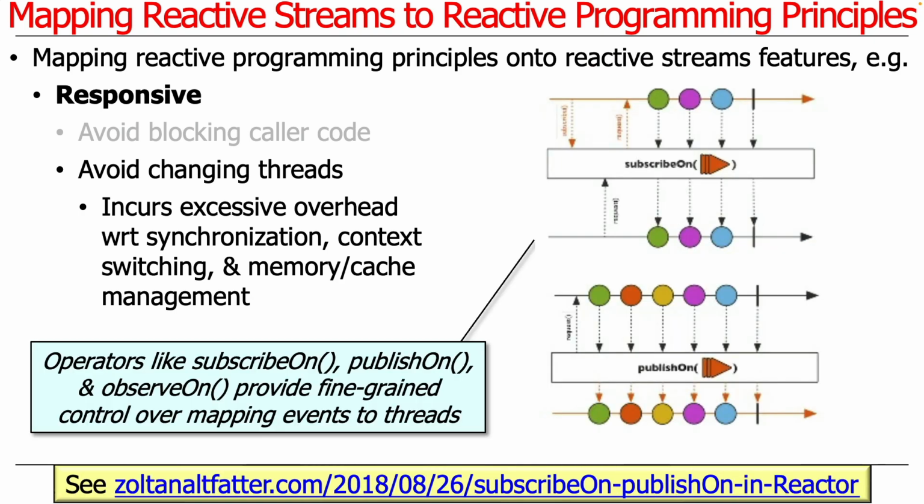Once again, we have operators like subscribe on, publish on, and observe on that give you fine-grained control over where the events are mapped to threads. So you get a lot of autonomy to make those decisions, which comes with a cost, right? Like Peter Parker's uncle said, with great power comes great responsibility. So you have all these tools to make things very flexible, but you have to know how to work them.